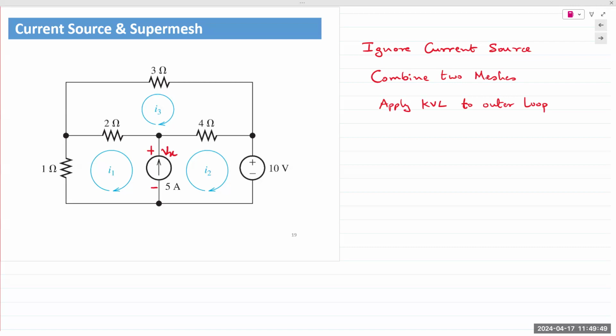The concept is the same as the supernode concept. In a supernode, we had a voltage source. We apply KCL at either end of the voltage source, and you ignore that voltage source in the middle. We combine both of those together, and so we're doing the same thing. We have mesh 1, we have mesh 2. They are sharing the current source in the middle. We combine both of them together, and we apply KVL in the outer loop.